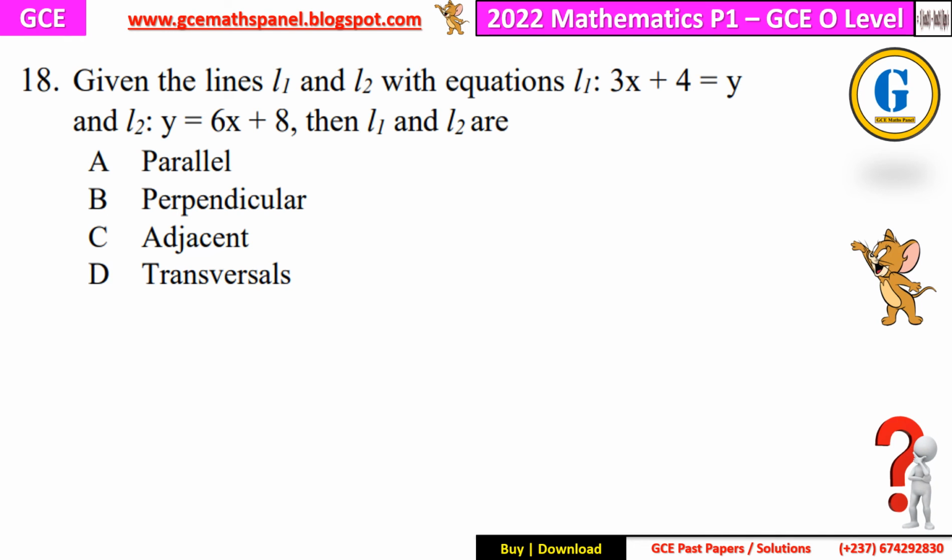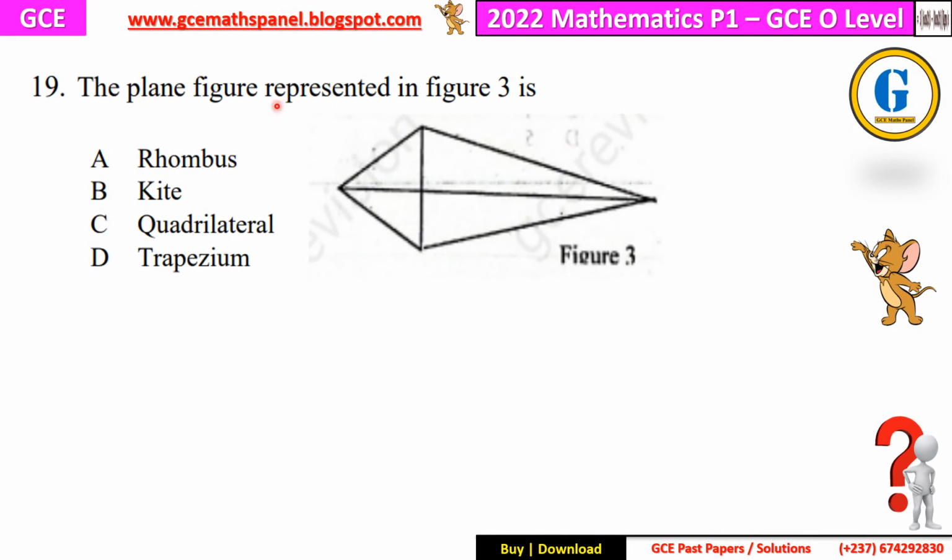All right. Question 19. The plane figure represented in 3 is, so this plane figure is a kite. With a kite, 2 sides are longer than the other ones. For a rhombus, all the sides are of equal length. For a kite, just 2 sides. So this side and this side are equal, and this other side is equal to this side. So that's a kite.